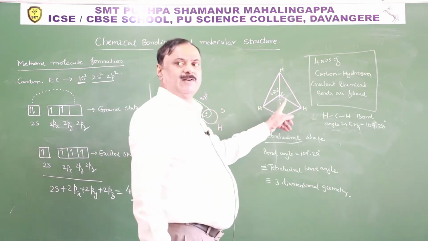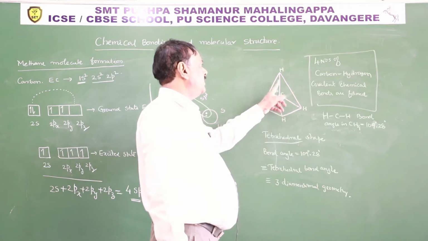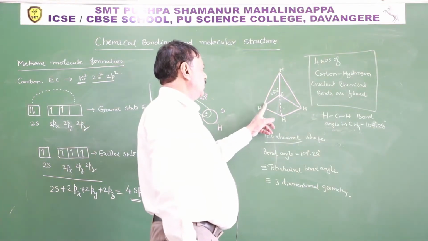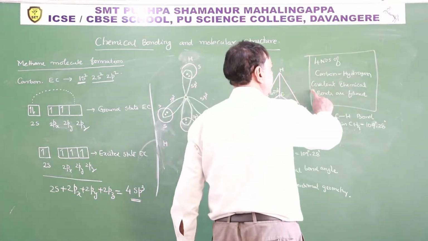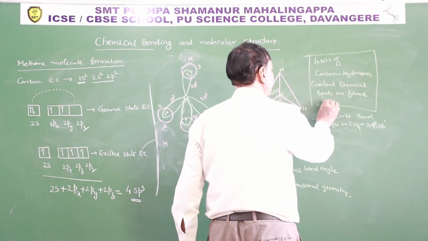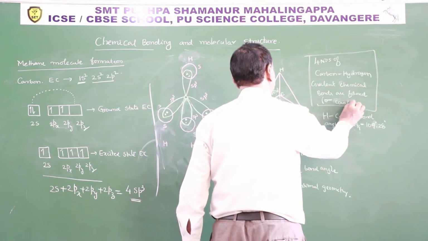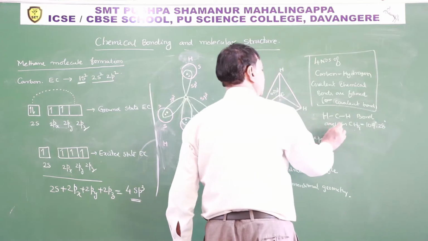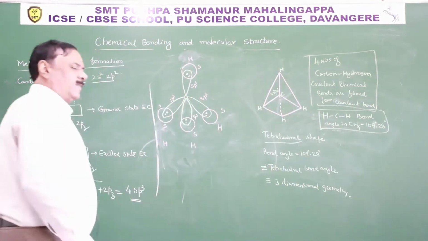Now, in geometrical fashion, we can write the shape like this. The middle is carbon, and this is hydrogen, this is hydrogen, this is hydrogen, this is hydrogen. They orient at an angle of 109 degrees 28 minutes. Four carbon, hydrogen covalent chemical bonds are formed. Preferably, this bond is called a sigma covalent bond. Is it clear? And the bond angle is 109 degrees 28 minutes.